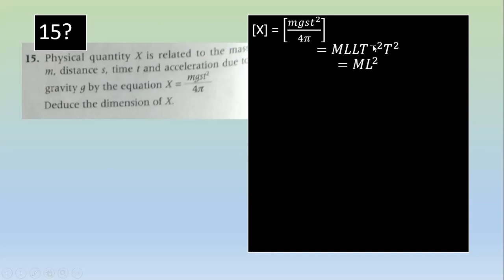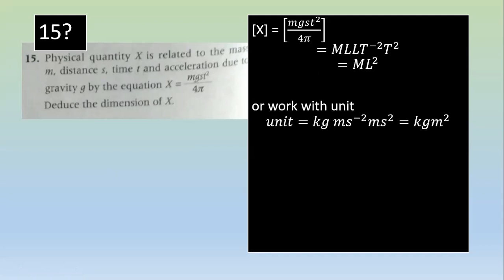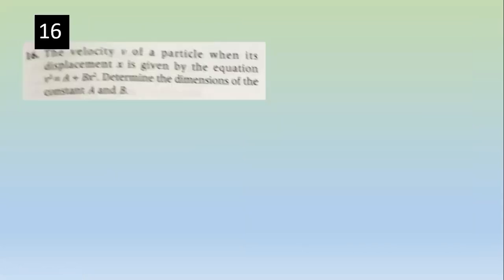Right, this one becomes 0. So T to the power 0 is 1. So it's ML squared. Okay, I think the answer in the book is wrong. If you work with unit also can. It's a matter of changing it, that's all. You still get the same answer.